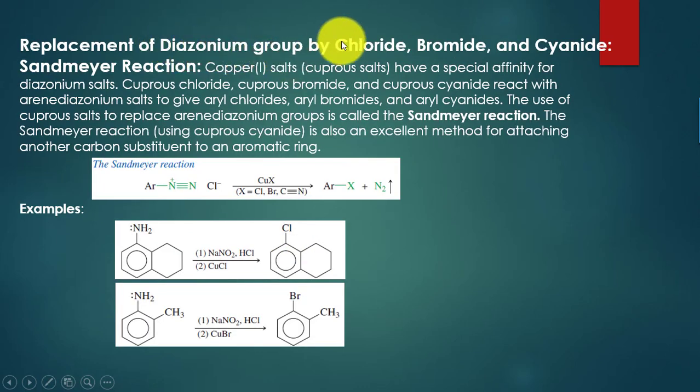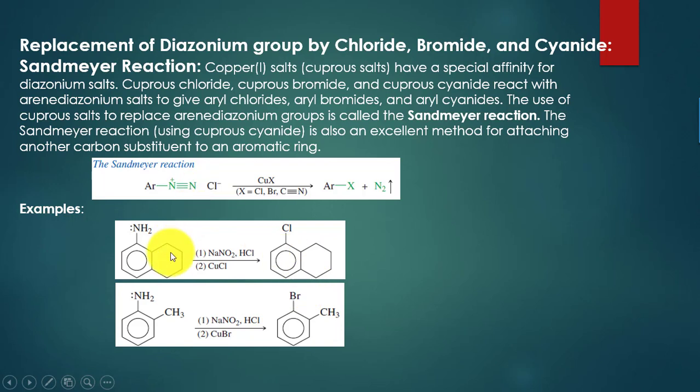Replacement of diazonium group by chloride, bromide, and cyanide. This reaction is also called the Sandmeyer reaction. Copper salts have greater affinity towards diazonium salts and readily react with them. Copper chloride, copper bromide, and copper cyanide react with arene diazonium salt to give aryl chloride, aryl bromide, or aryl cyanides. The use of cuprous salt to replace the arene diazonium group is called the Sandmeyer reaction. It is also an excellent method for attaching another carbon on the aromatic ring.